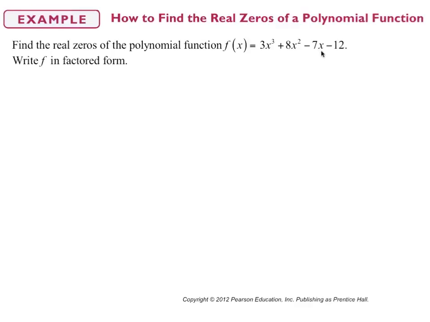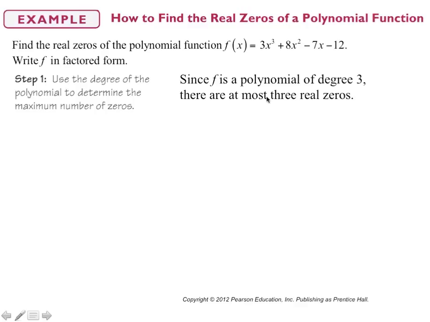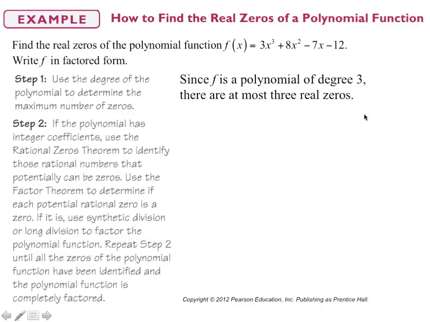But it's not a typical factoring problem because we don't see anything that we can take out of everything, and we have this cube which is causing an issue. So we want to try to find one of our real zeros. Step 1 is to use the degree of the polynomial to determine the maximum number of zeros. Our degree is 3 because we have an x cubed. So since f is a polynomial of degree 3, there are at most 3 real zeros.